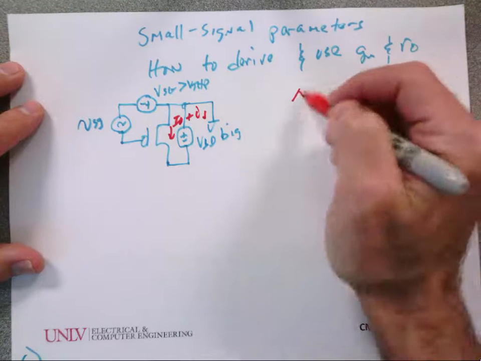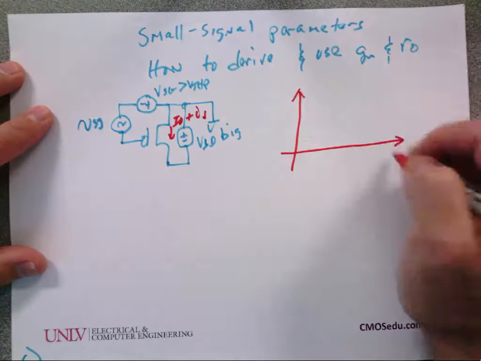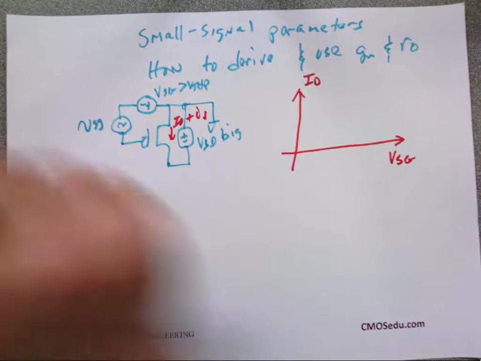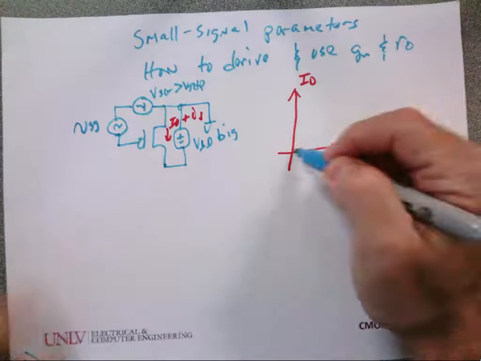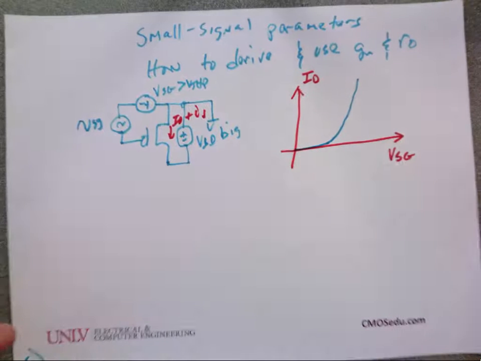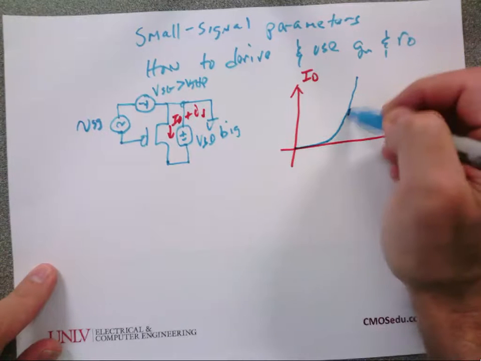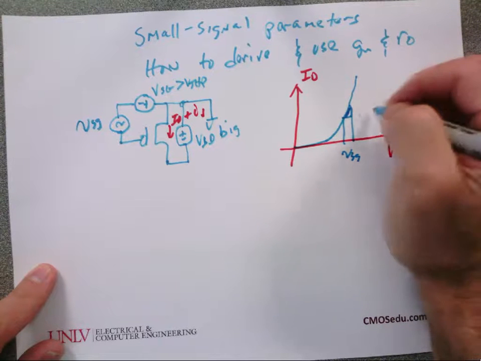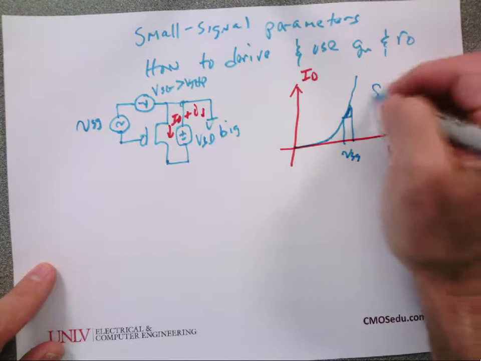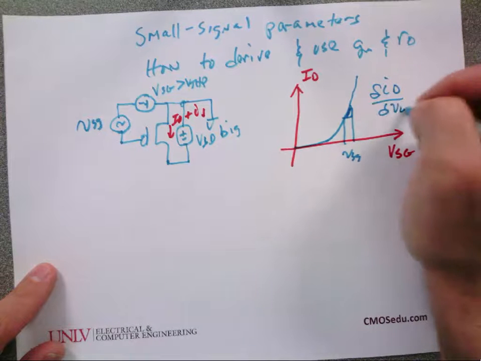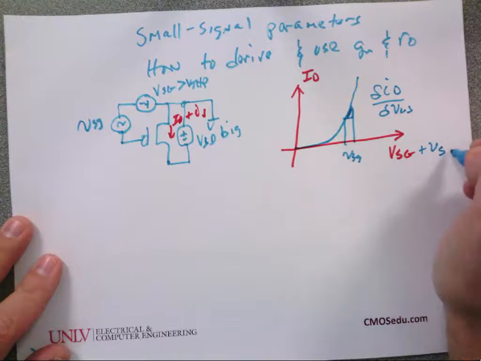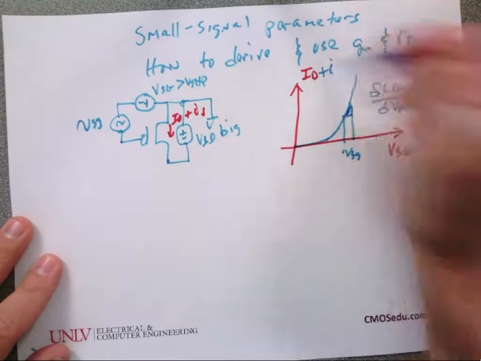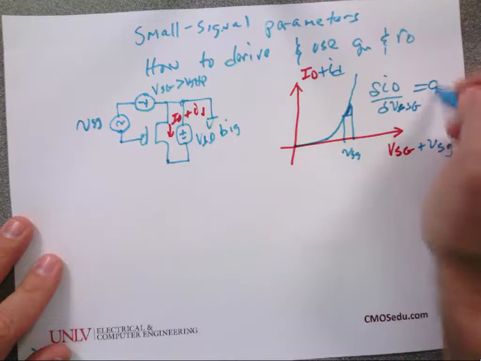And I know that if I bias from the previous problems, ID versus VSG, that as I increase VSG, I'm going to do the following. When I wiggle VSG, I'm going to move back and forth. The ratio of that wiggle, the del ID over del VGS, is GM.